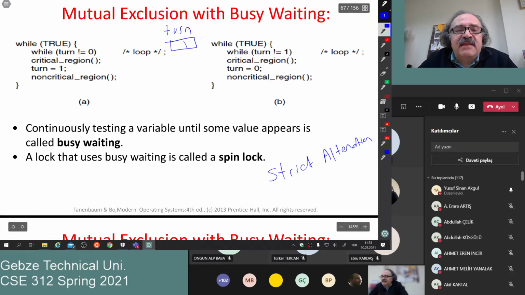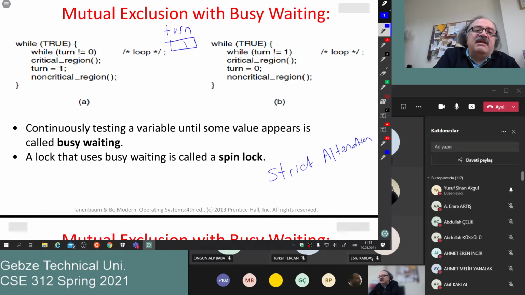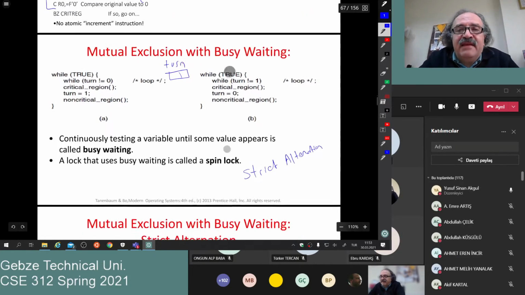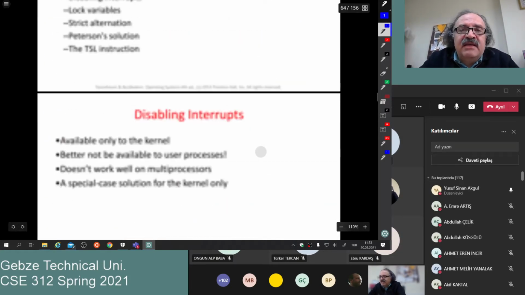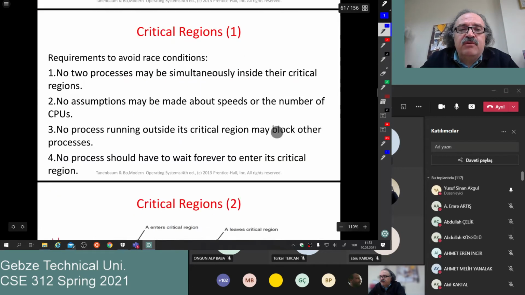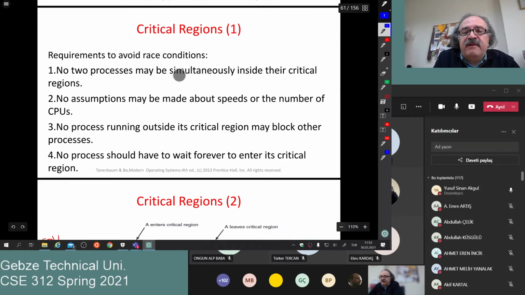What does that mean? It means that nobody is in the critical region, but for some reason I cannot enter the critical region. That's a bad thing. That violates one of the rules of critical regions. No process running outside its critical region may block other processes. Okay, so that's not a good thing.